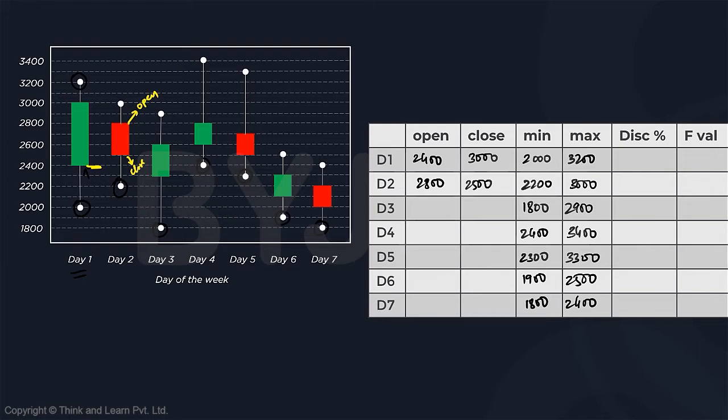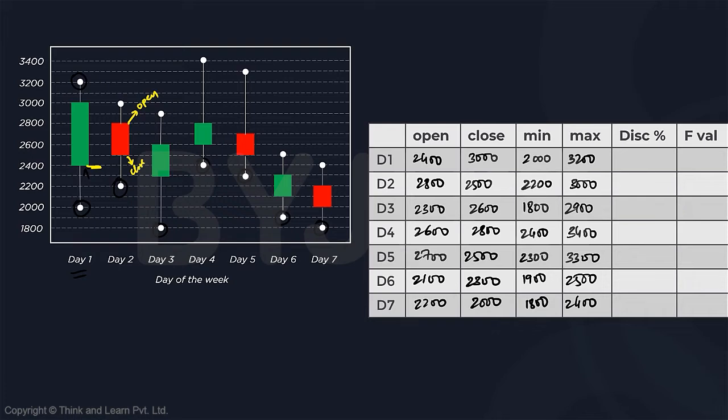Similarly, for the next one, open price will be 2300 and the close price will be 2600. The next one, open price will be 2600 and the close price will be 2800. And day 5, the open should be the higher one, which is 2700 and the close price should be 2500. Then again 2100 and 2300. Now for the last one, red, so open is 2200 and close is 2000. Okay, so this is the information given to us.